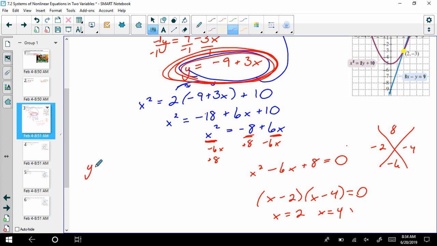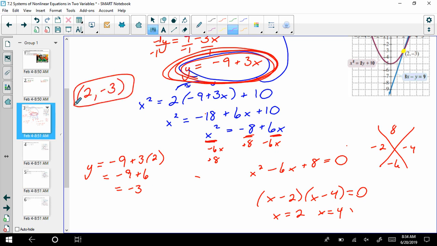So let's first do the 2. So if I plug 2 in, I get negative 3. So what that tells me, as an ordered pair, one of my answers, when I plugged 2 in, I got negative 3 out. So there's one of the solutions. And now I'm going to plug the 4 in. And I get 3 out. So my other solution, when I plugged 4 in, I got 3 out.